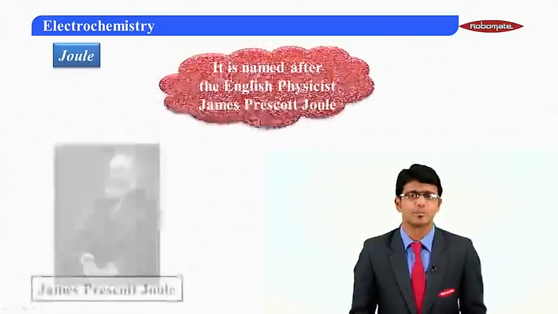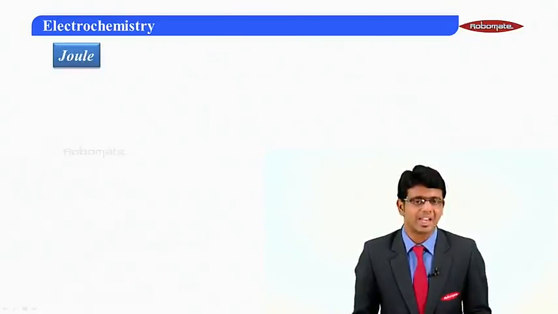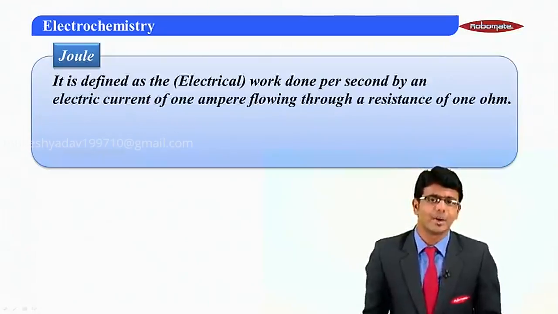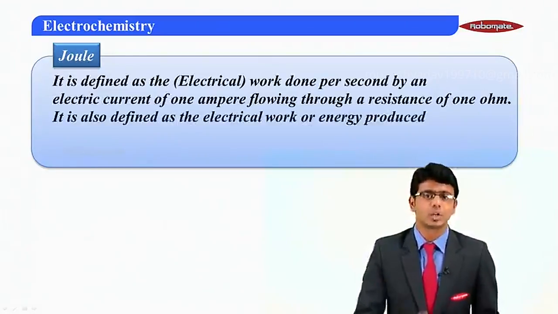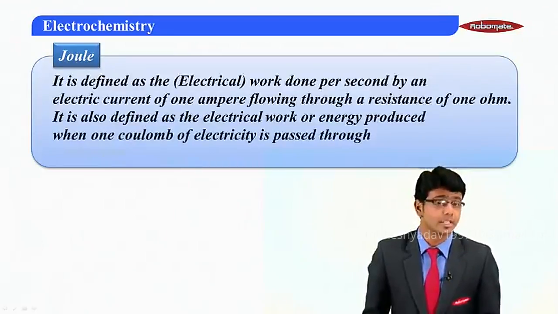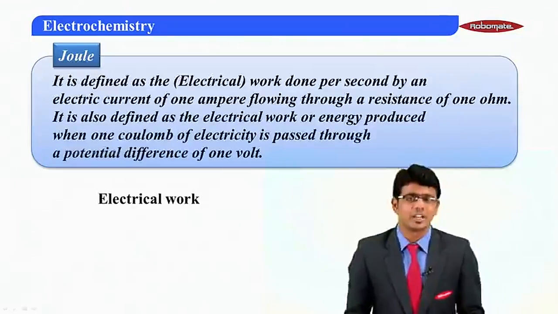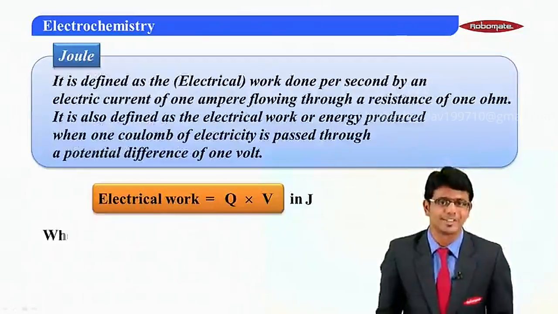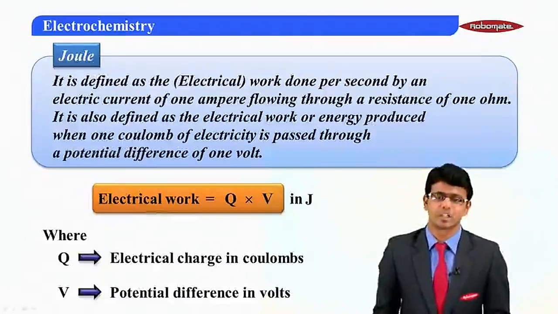Next is the joule. It is named after James Prescott Joule, and it can be defined as the work done per second by an electric current of 1 ampere flowing through a resistance of 1 ohm, or as the electrical work done or energy produced when 1 coulomb of electricity is passed through a potential difference of 1 volt. So electric work is Q into V, expressed in joules, where Q is electrical charge in coulombs and V is potential difference in volts.